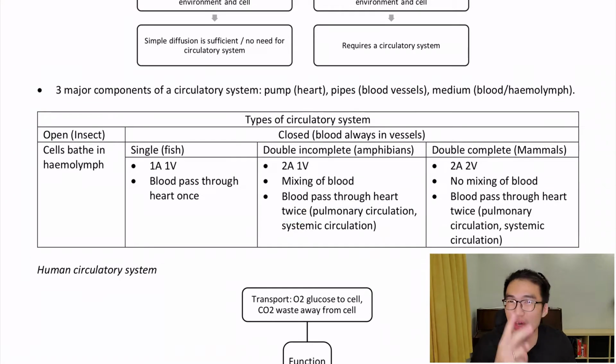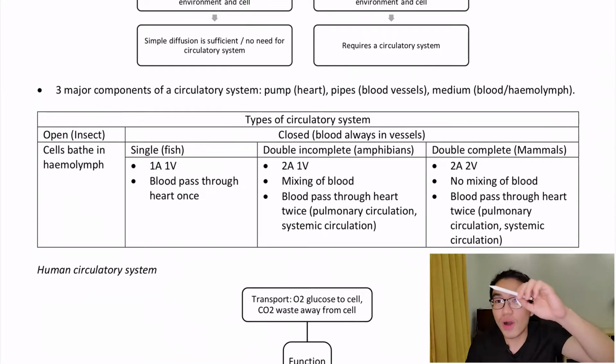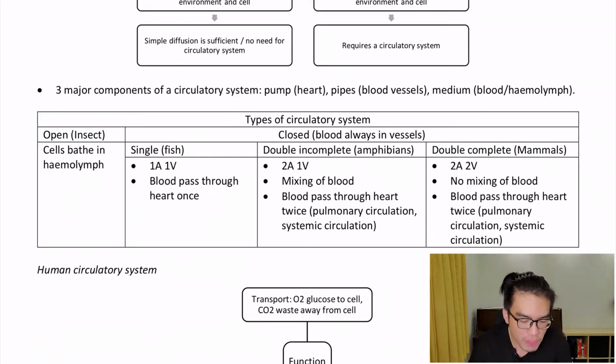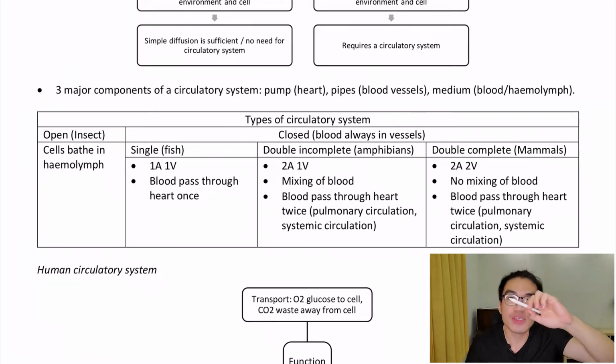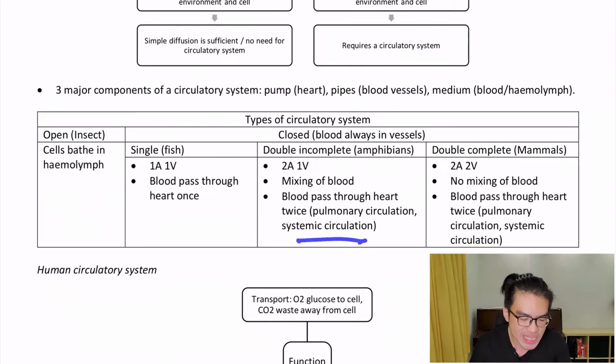Why is it twice? Because we have two circulations here. Number one, to go to the lungs, it's called pulmonary circulation. Next, to go to the body, it's called systemic circulation. The same goes for mammals.